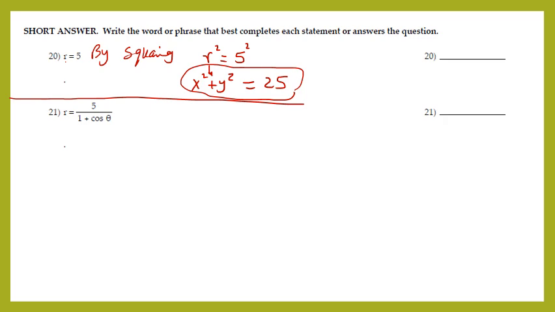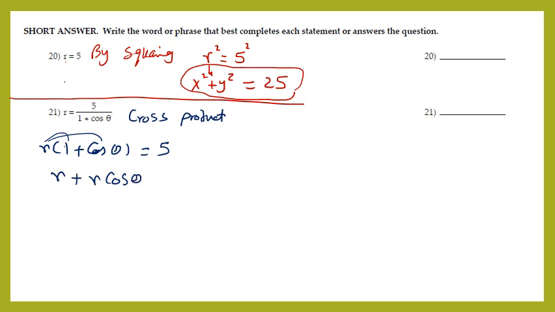Regarding question number 21, first I will use cross multiplication. So r multiplied by 1 plus cosine theta is equal to 5. Expanded, r plus r cosine theta is equal to 5. What is r cosine theta? r cosine theta is x. So r plus x is equal to what? To 5. What about moving x to the other side? So r is equal to 5 minus x. Now I should square.